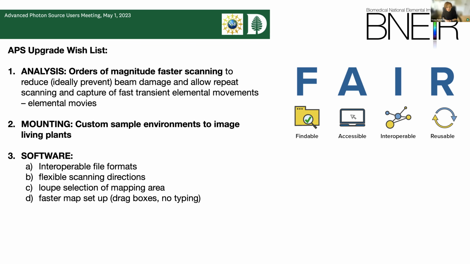And then faster map setup. For our experiments, we can't spend an hour setting up a map. If we detached a leaf and we're going to image it, it can't be sitting there for an hour before we actually hit start. It needs to be really fast and try to capture things that otherwise we couldn't capture. So that's all I've got. I'm happy to take any questions from anyone.